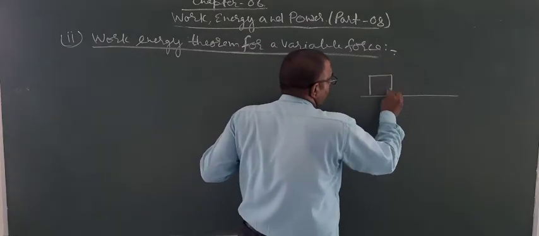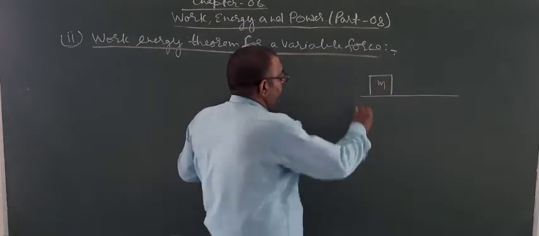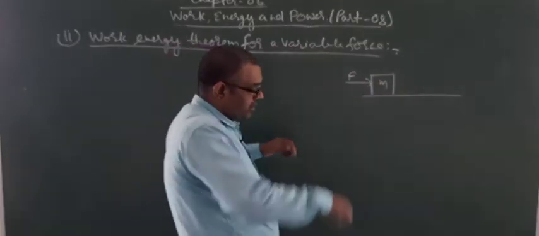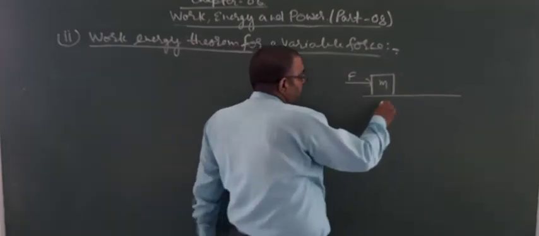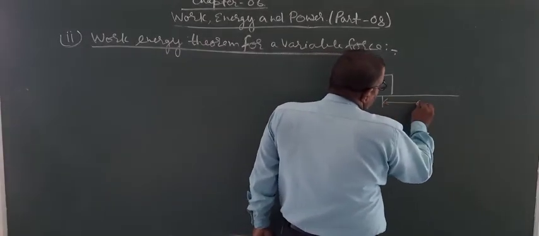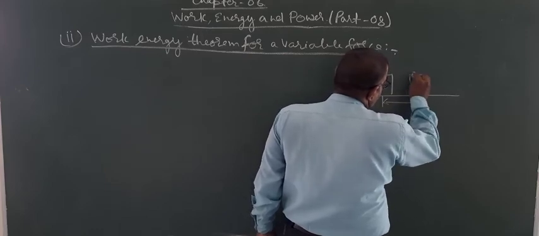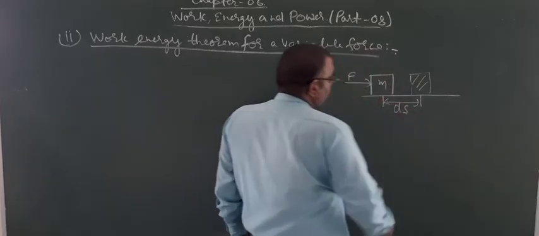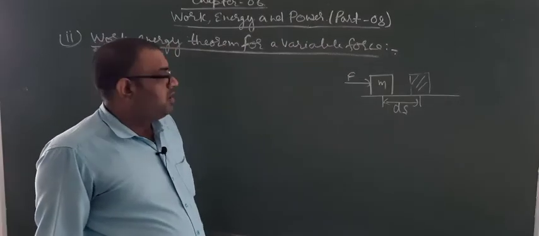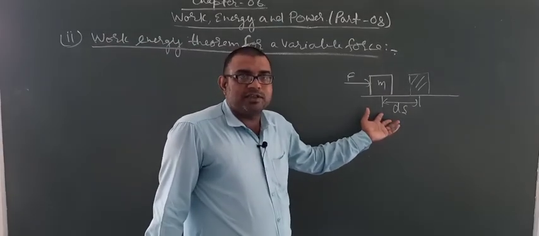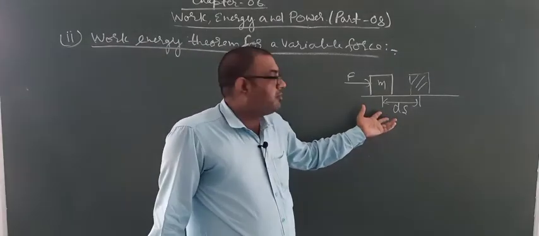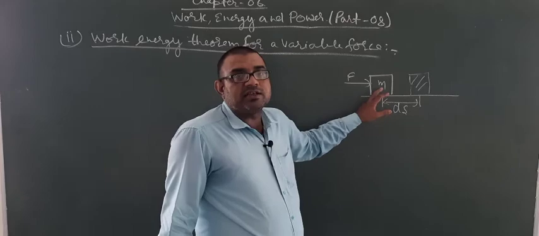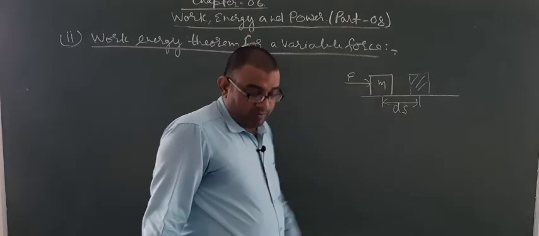Try to understand this. This is a block of mass m and a force is applied, and this force is of varying nature. So we will consider a small distance ds, for which we can assume that whatever the force acting on the body is of constant nature, and we will consider the work done in that case as dw.